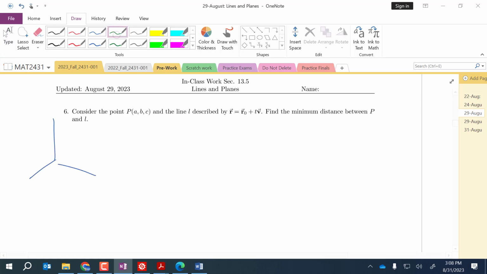We've got a point. Where's our point? I don't know, maybe right there. Everyone see it? There's our point. And we've got a what? Line. We've got a line. There's our line. Everyone see it? Now, what do we need to do? Our goal is to find what? The distance between. What distance? The minimum. The minimum distance. I don't want to find the distance between the point and this point on the line, or the distance between the point and this point on the line. I want to find the minimum distance. Okay?